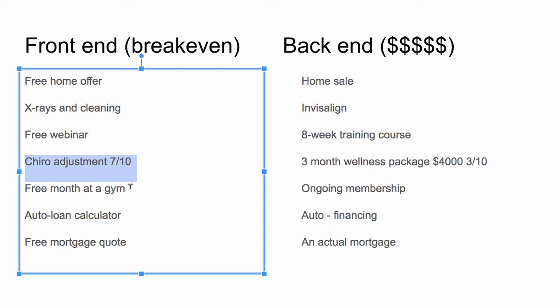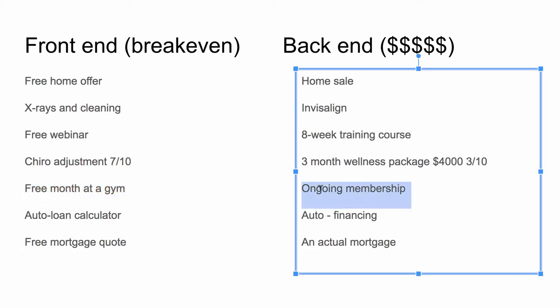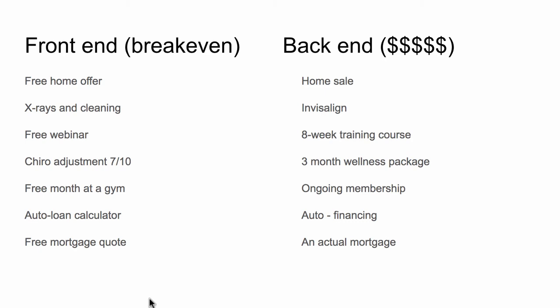So we're willing to take a little hit on the front end. Again, a free month at a gym, we might be losing money on that. Let's say half of those free months turn into 2-year memberships. So our ongoing membership is where we really make that money. So it's okay to lose money on the front end, as long as you know how to convert it on the back end. And you want to learn how to communicate this to your clients.